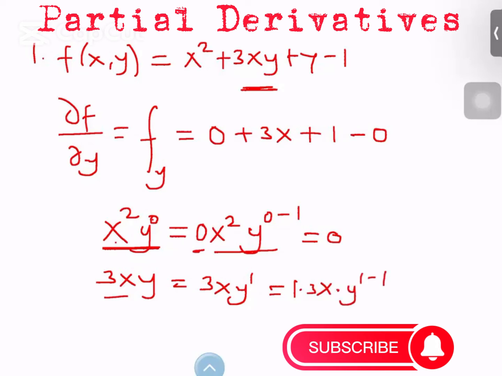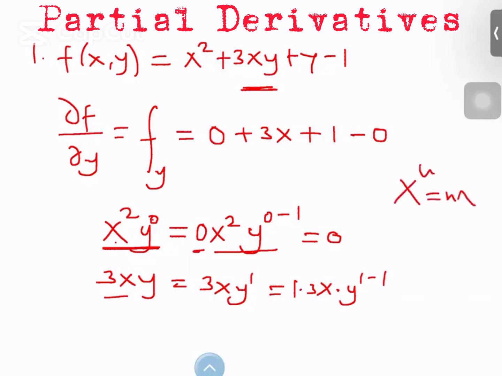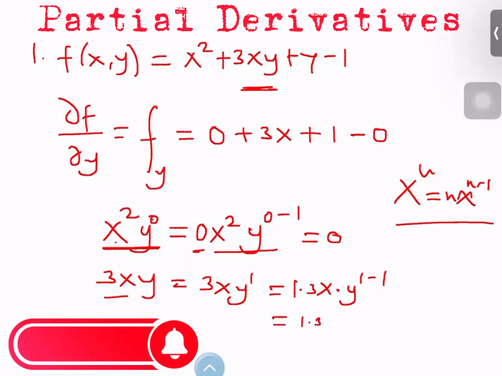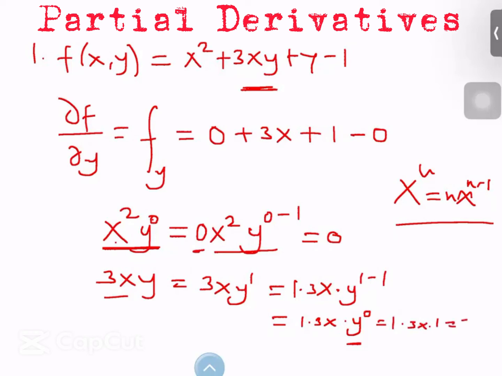Remember the rule to differentiate anything when you have x power n: this is the same as n x power n minus 1. So now here this is the same as 1 multiplied by 3x multiplied by y power 0. 1 minus 1 is equals to 0. Y power 0 is equals to 1, and therefore this is the same as 1 multiplied by 3x multiplied by 1 is equals to 3x. That's the 3x that you can see there.